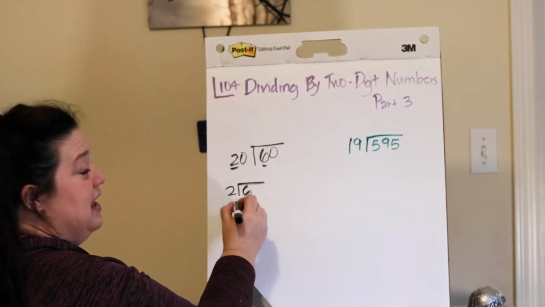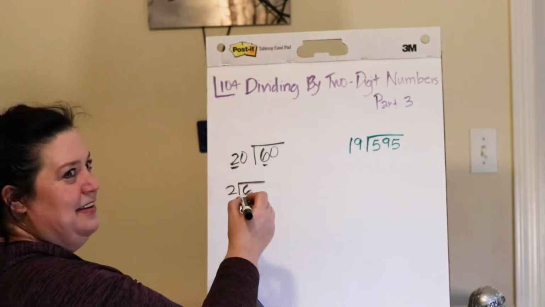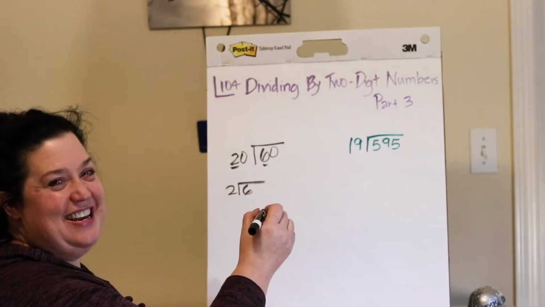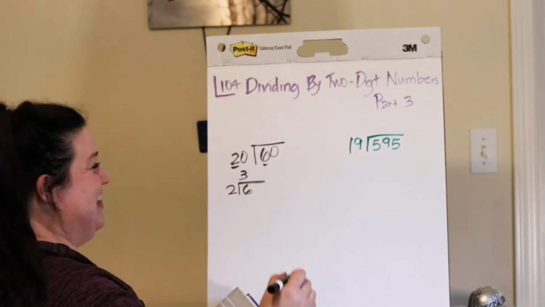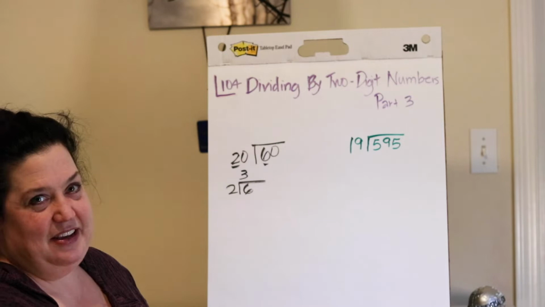How many times can 2 go into 6? You're right. 4 times. You're right. It's 3 times. Thanks to our cameraman, videographer, Dylan, it is not 4 times. We're in trouble.